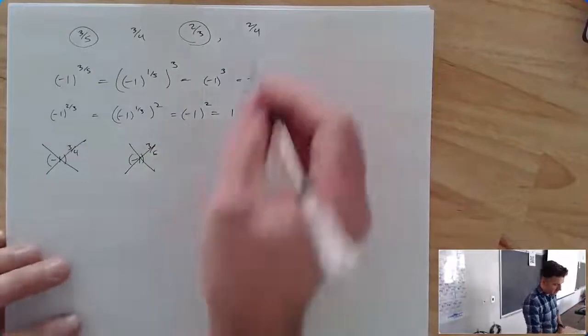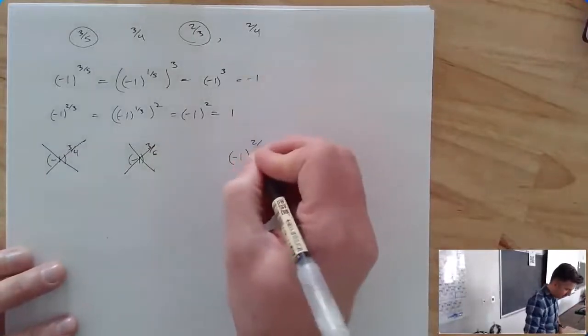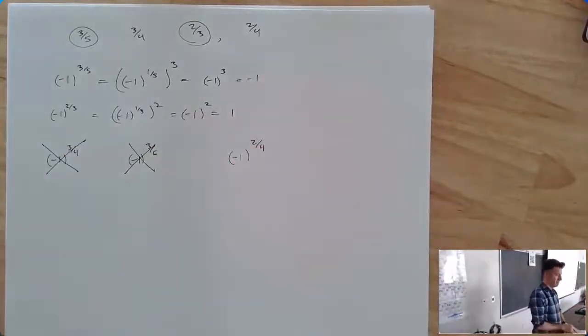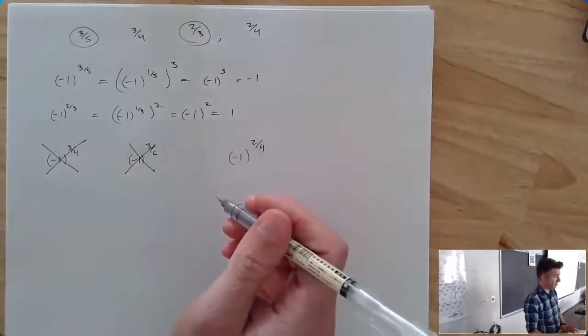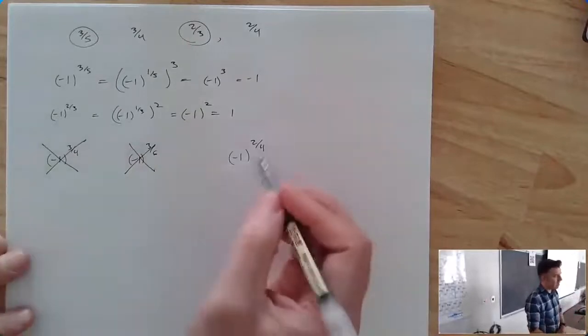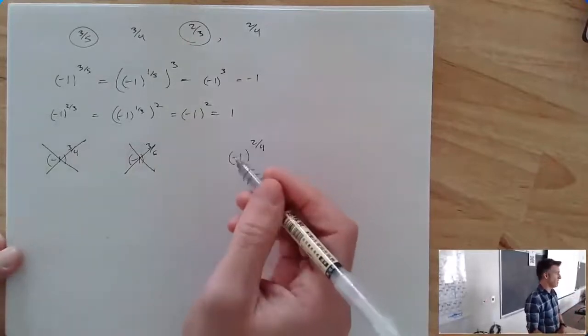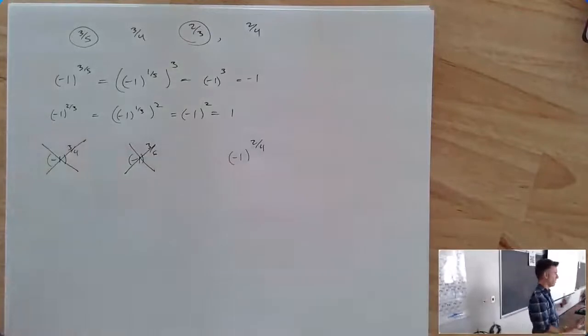If you had something like -1 to the 2/4, I don't know about that. That's extra dicey, because you could maybe pretend like -1 squared is 1 and the 4th root of 1 is 1. But I don't think you should, because really we can just reduce that power to 1/2 and then taking the square root of -1, which is imaginary. So again, you're not going to run into this, really, is what I should say, because no one's going to be like, here's this weird thing that doesn't work. But that's what we need to be aware of.